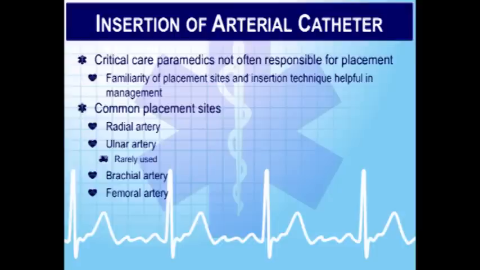Common placement sites for arterial blood pressure monitoring, for arterial catheter placement. Radial artery is the most common. The ulnar artery, rarely used. It's too hard to find. Brachial artery has become sort of more in favor now because it's a great big artery. And so if a little blood clot or something forms on the catheter, it's less likely to compromise circulation, all right? And then femoral artery. Femoral artery is usually cannulated for blood pressure monitoring after a cardiac arrest situation because the patient is going to be so peripherally clamped down.